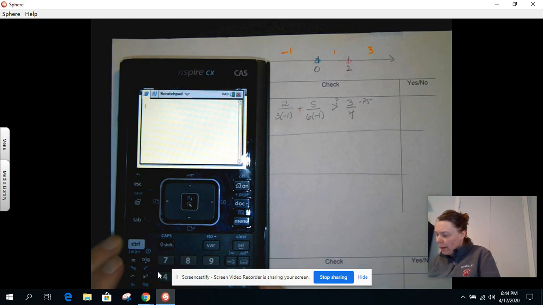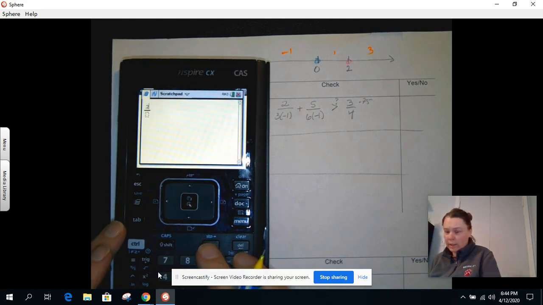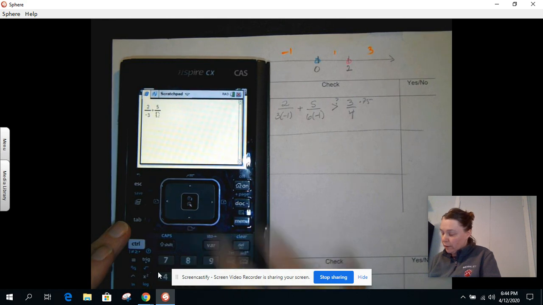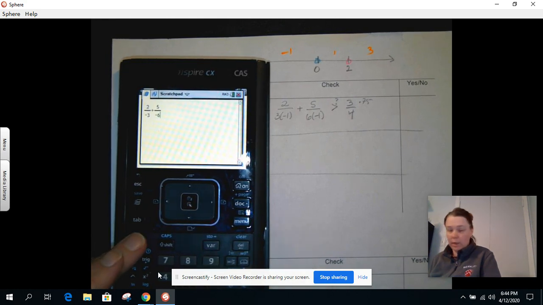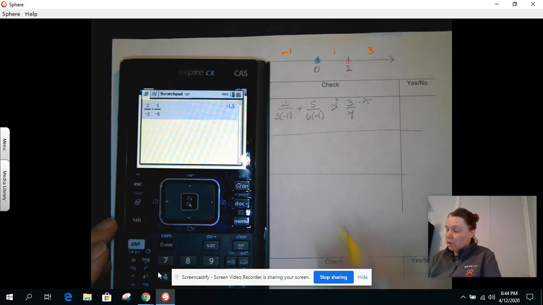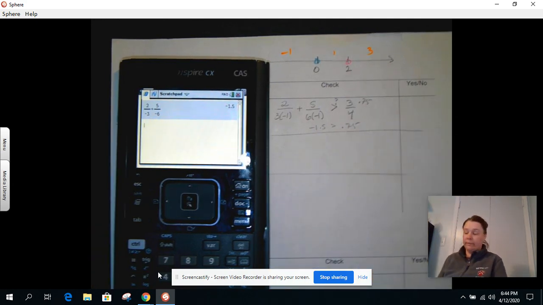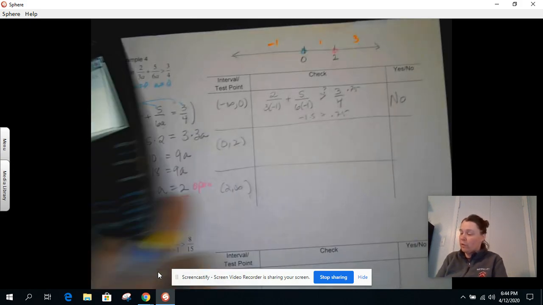Okay, so I have 2 over -3, and then plus 5, I'll do the control divide, 5 over -6. And I want to know what that is. I'm going to hit Control Enter so that I get a decimal. So this is -1.5 greater than 0.75? It is not. So this is not part of my solution. Remember, if you don't have the Inspire, you could just use Desmos. You could just use the calculator feature in Desmos, and it would do it for you.